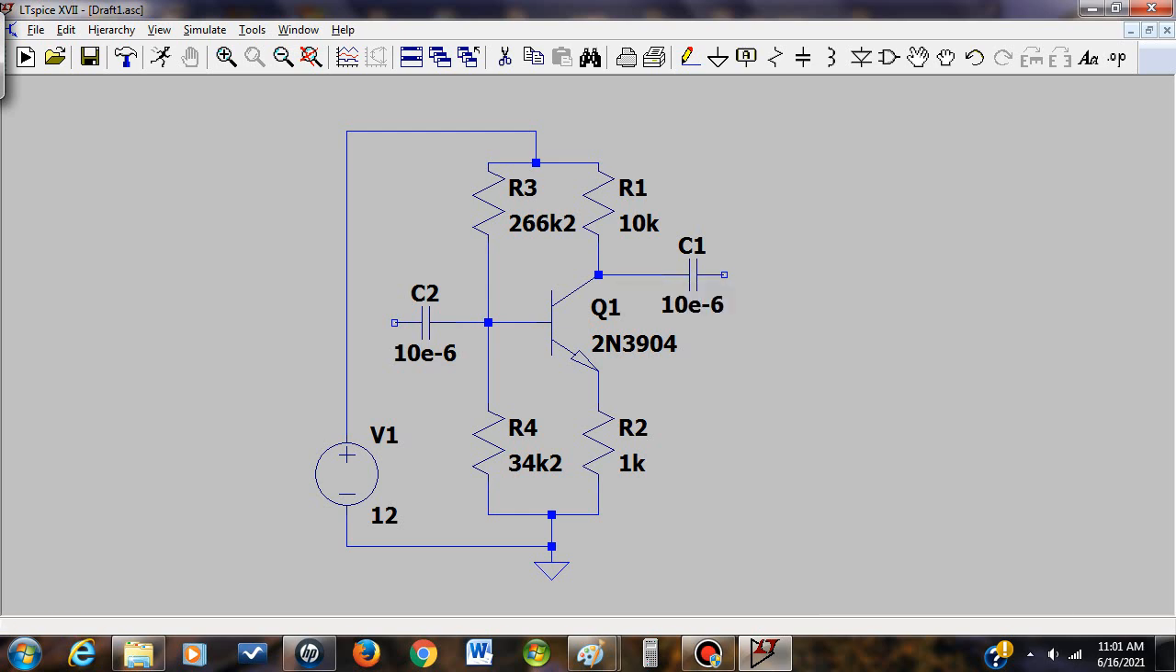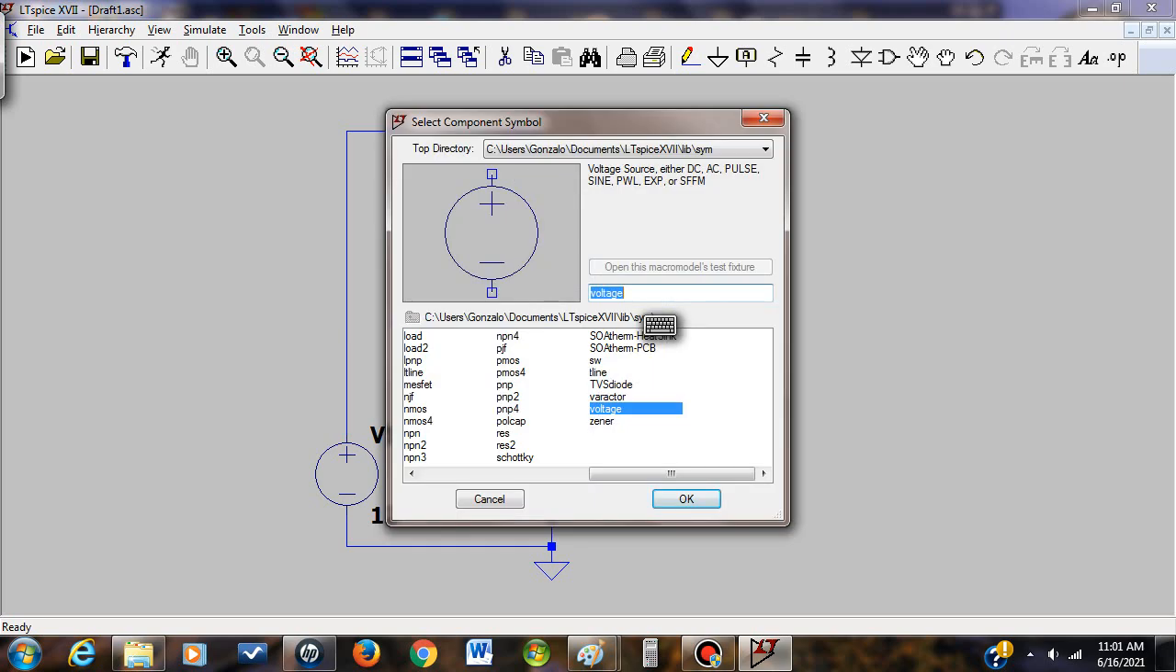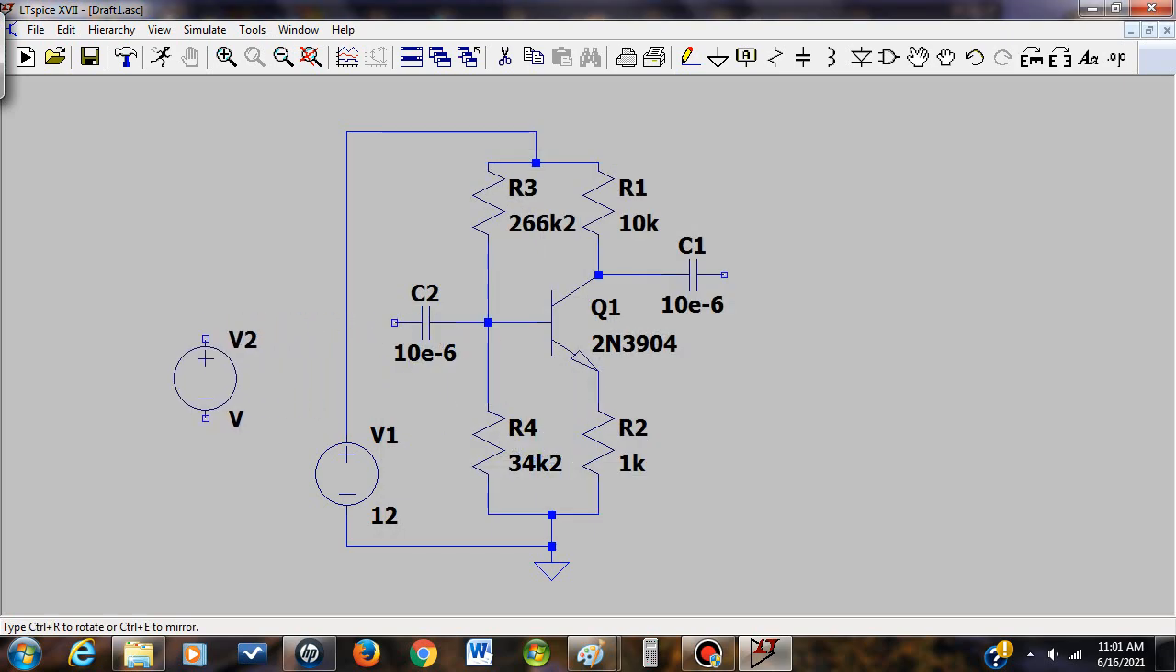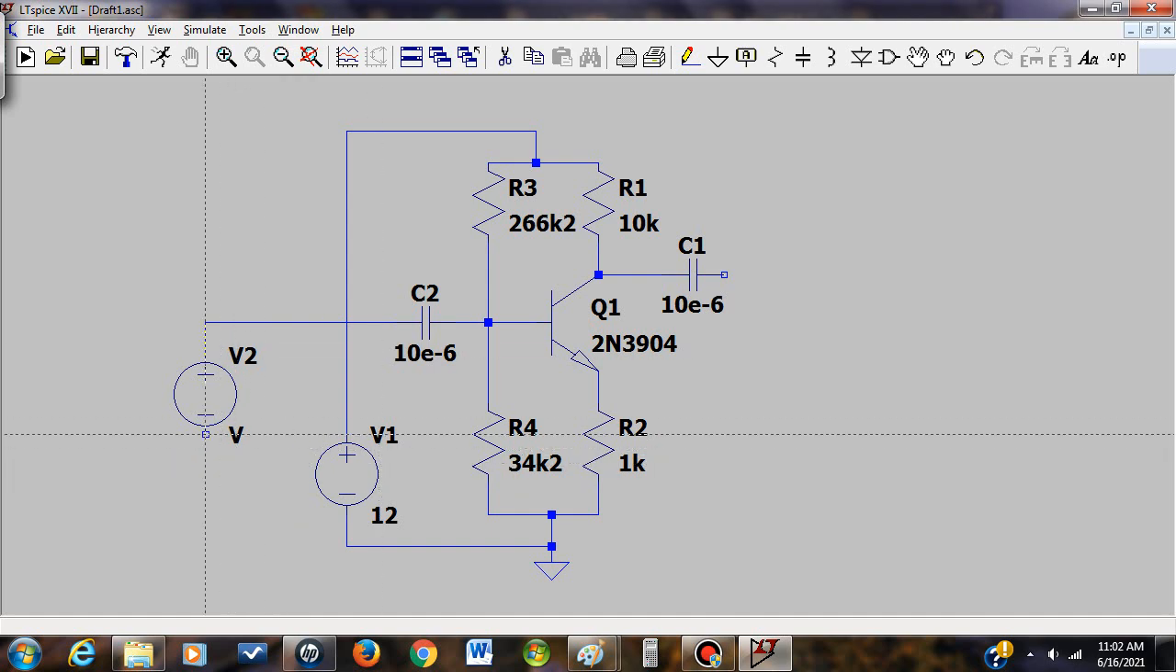So we need to get another voltage source and place it out here. This is going to be the actual signal that we're going to send into the amplifier. So let's wire it up. The signal source is going to go here, and this one's going to go to ground as well. Connected right there, that'd be fine.